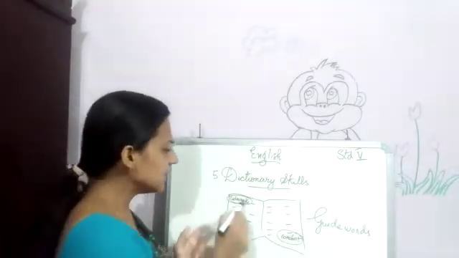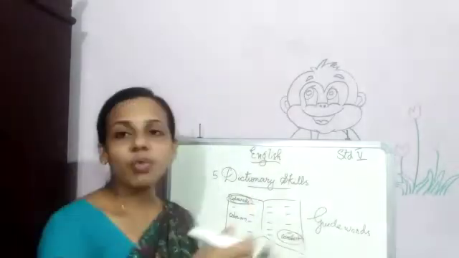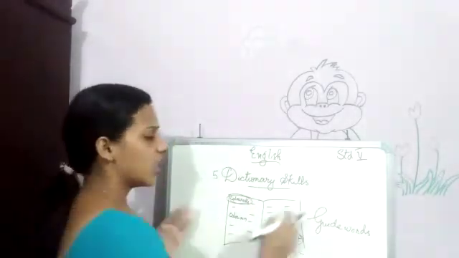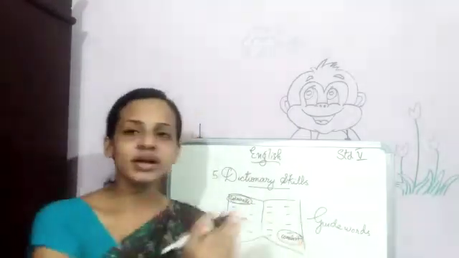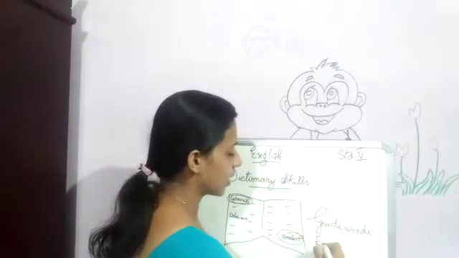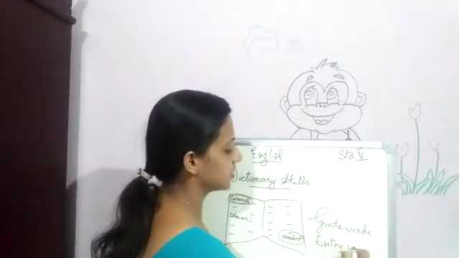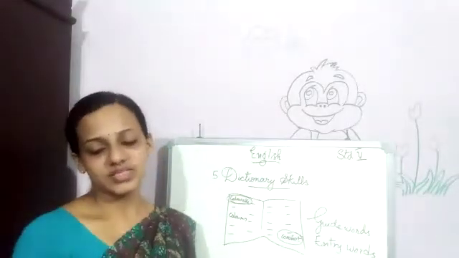So, these 2 words, the top left corner word and the bottom right corner word, are called guide words. And all the words given inside, in between these words, are called entry words. Okay, clear? Yes, very good.